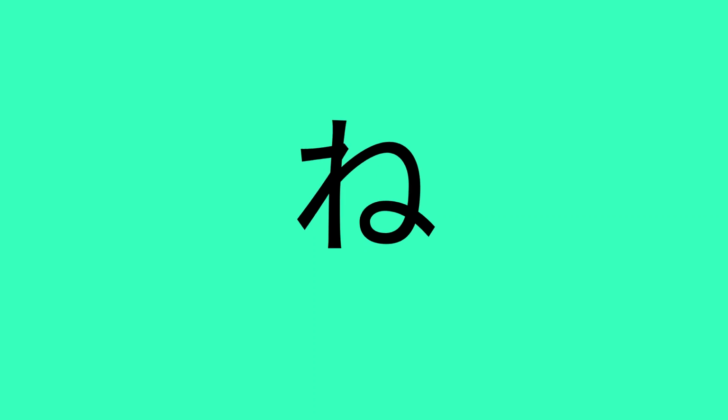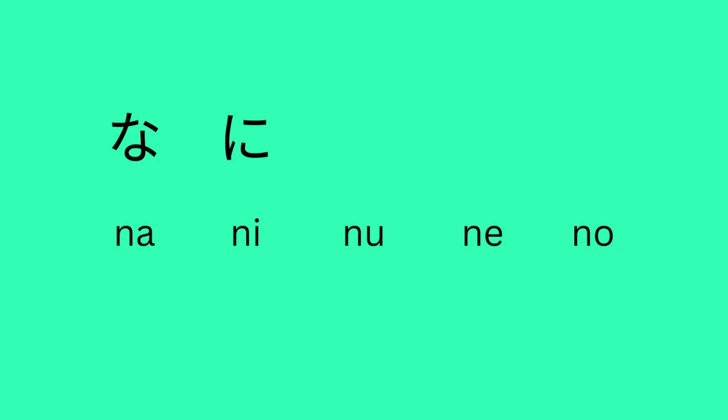Let's see how much you have learned. Which is this character? It's No. Which is this one? It's Ne. Which is this one? It's Nu. And this one? It's Ni. And the last one? It's Na. Na, Ni, Nu, Ne, No.